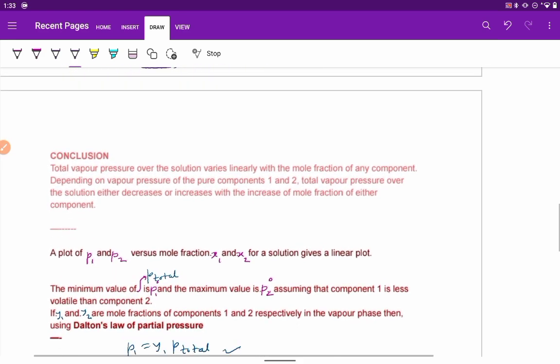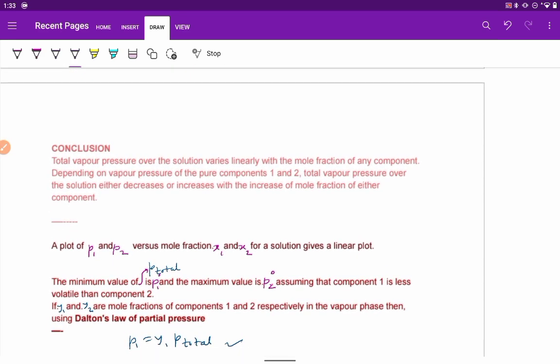So from here, what do we conclude? We can conclude that total vapor pressure over the solution varies linearly with the mole fraction of any component, and depending on vapor pressure of the pure components 1 and 2, the total vapor pressure over the solution will either increase or decrease with the increase of mole fraction of either component.